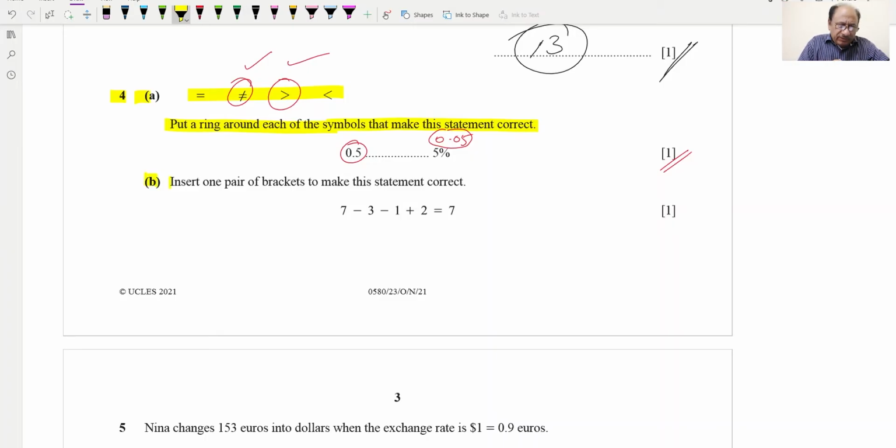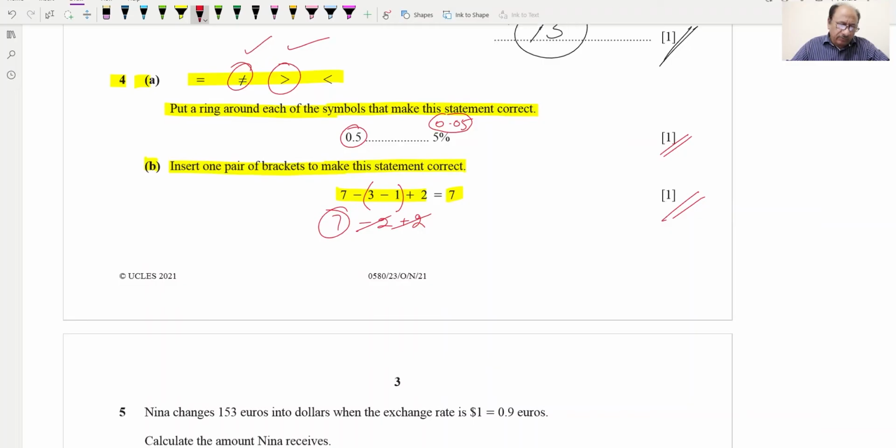Now B part, insert 1 pair of brackets to make this statement correct. So this side is 7, so this side should also result in 7 if we put brackets around this one and this one. So this inner side will result in 3 minus 1, which is 2. So minus 2 and plus 2 will cancel and we will get 7. So this is the position of the brackets which I have shown, and it was a 1 mark question.